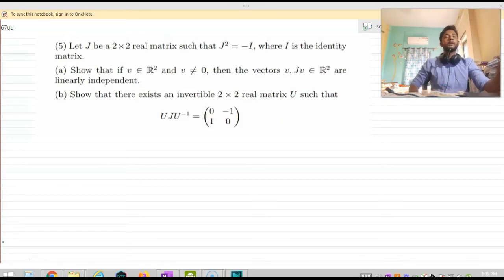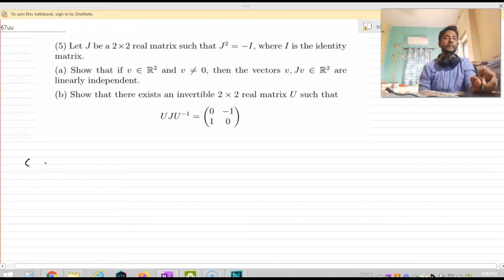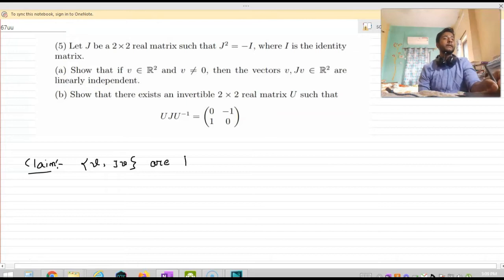Okay, I am claiming that V and JV are linearly independent. Claim: V and JV are linearly independent.